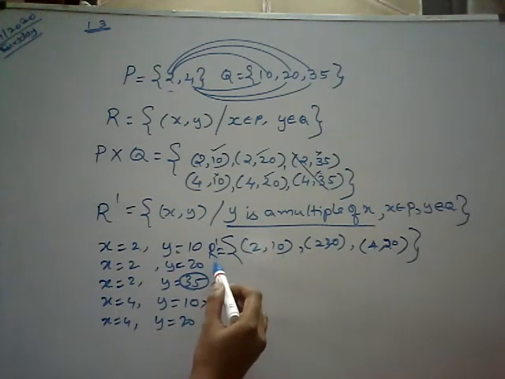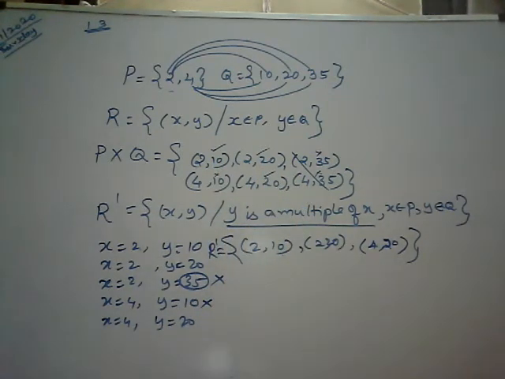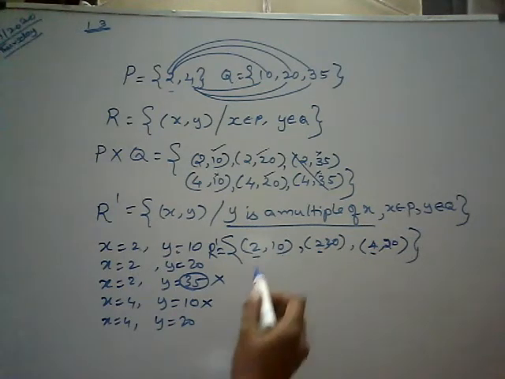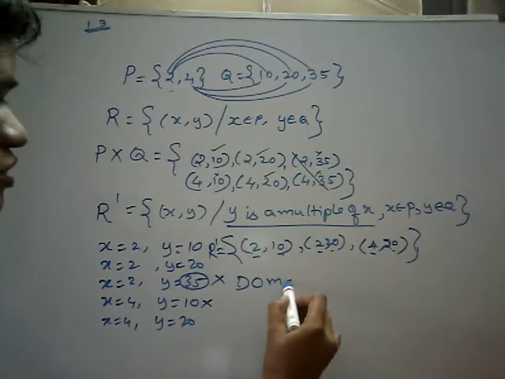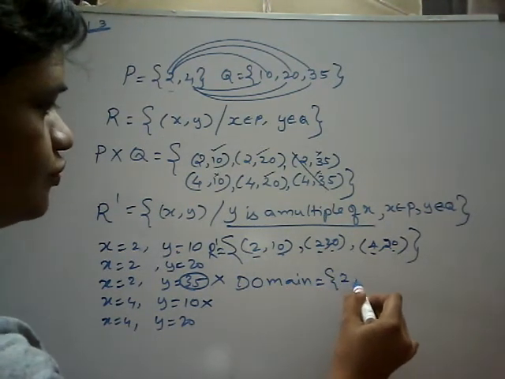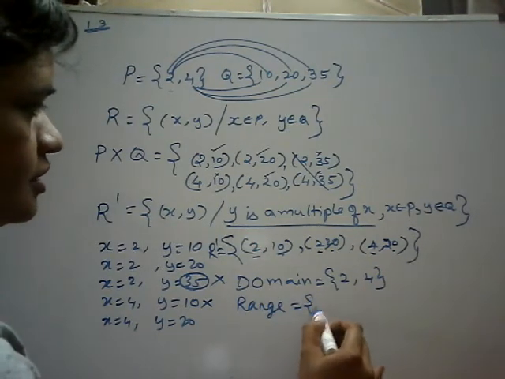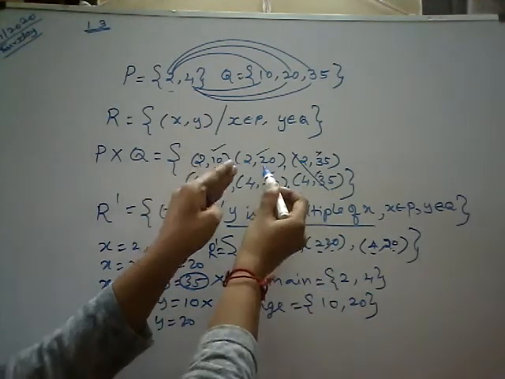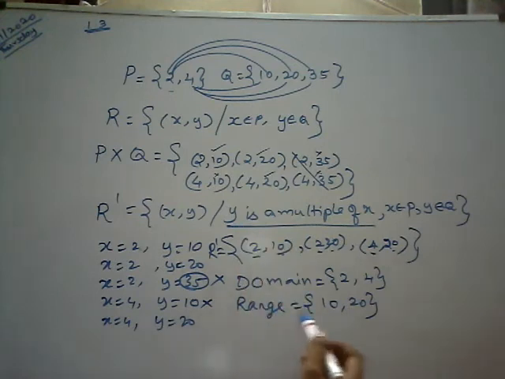And (4, 35) is also not a multiple of the first set value. So what is the relation here? The elements you got are (2, 10), (2, 20) and (4, 20). The first set elements are called the domain and the second set elements are called the range. So your domain elements will be 2, 4 and range elements will be 10, 20. Only the elements that have images, those alone we will say are the range.